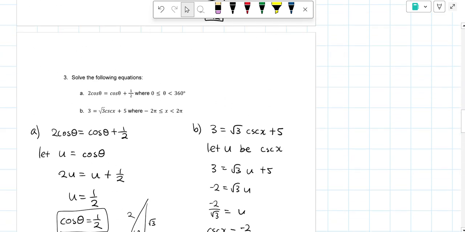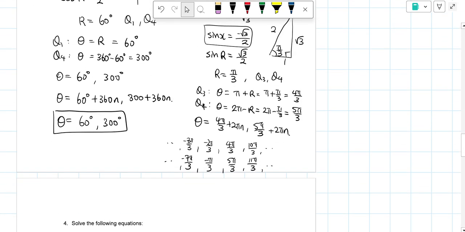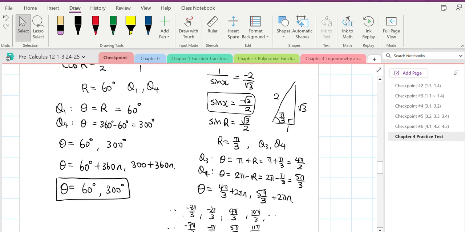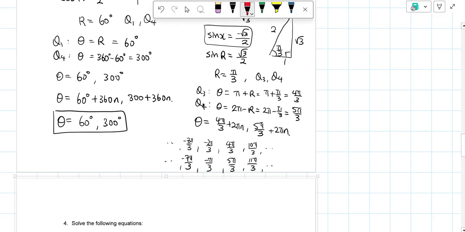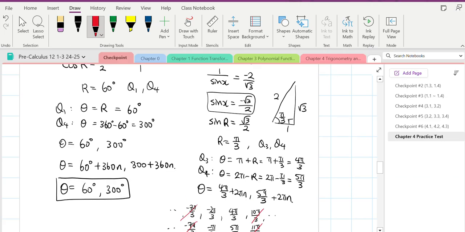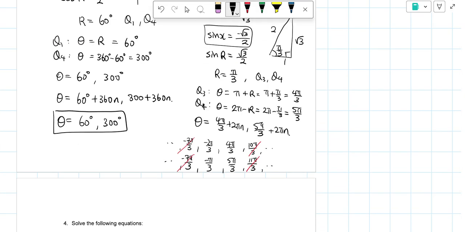According to the restriction of domain, my x value must be between negative 2 pi and positive 2 pi, which means that I have to exclude negative 8 pi over 3 and negative 7 pi over 3 because they're less than negative 2 pi. Also, 10 pi over 3 and 11 pi over 3 are greater than 2 pi, which means I have to exclude them. So my final answers are only negative 2 pi over 3, negative pi over 3, 4 pi over 3, and 5 pi over 3.